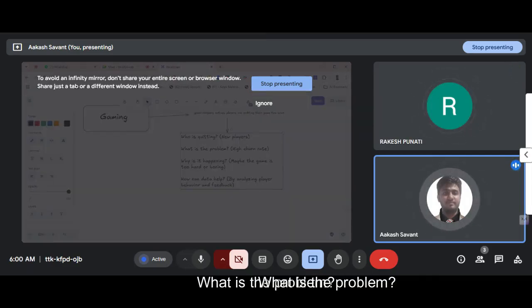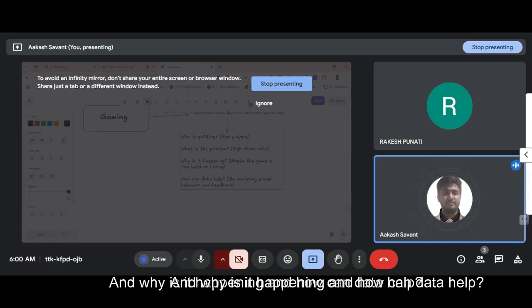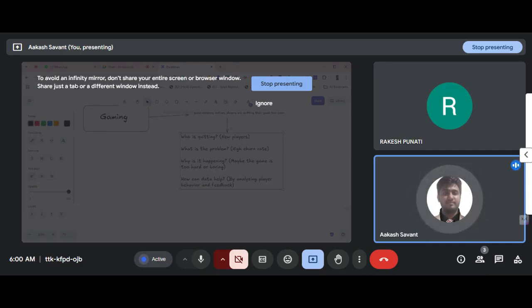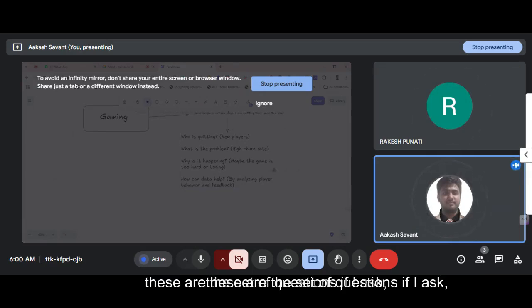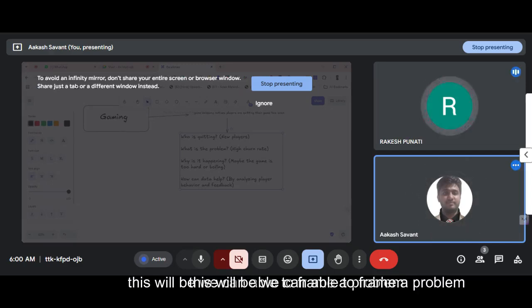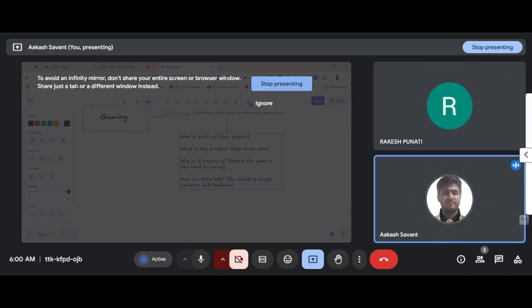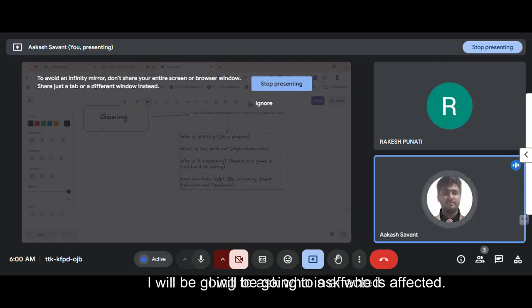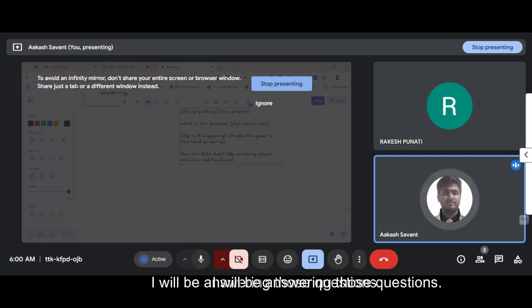So, who is quitting? What is the problem? The high churn rate, like people are leaving the game. Why is it happening? Maybe the game is too hard or boring. Correct. How can data help? By analyzing player behavior and feedback. You will answer a couple of questions in terms of feedback.